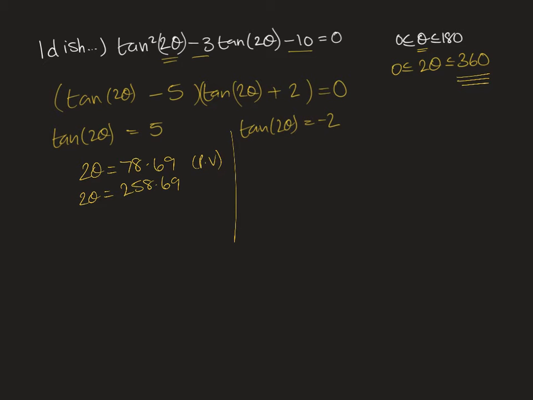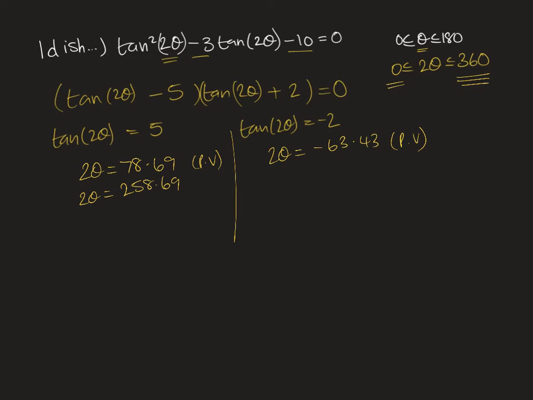For the second one, tan 2 theta is negative 2, and the inverse tan function tells us that 2 theta is negative 63.43 degrees. So that's our principal value for that one, but that is outside of our range. It's less than 0, so it's not one of the solutions that we want.